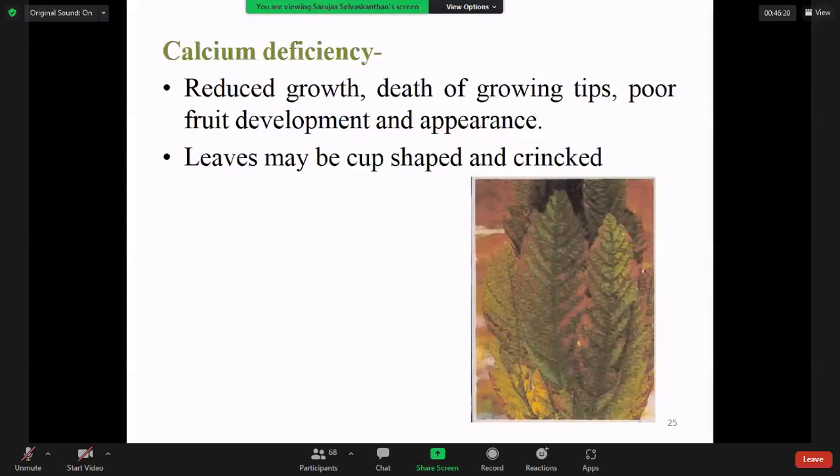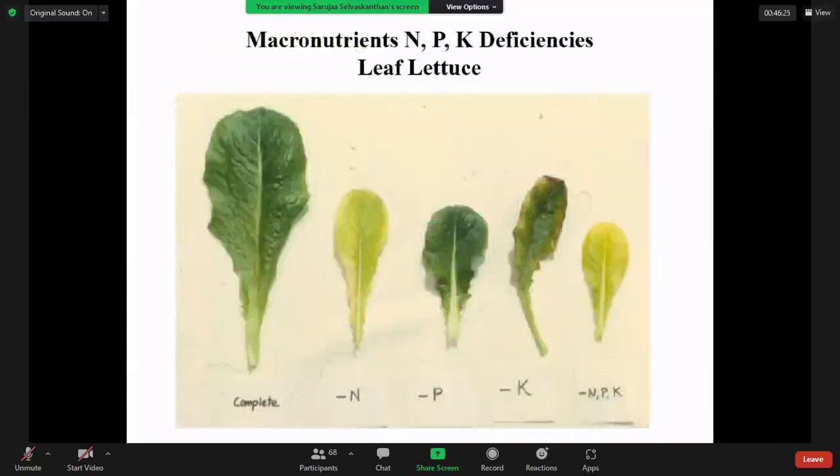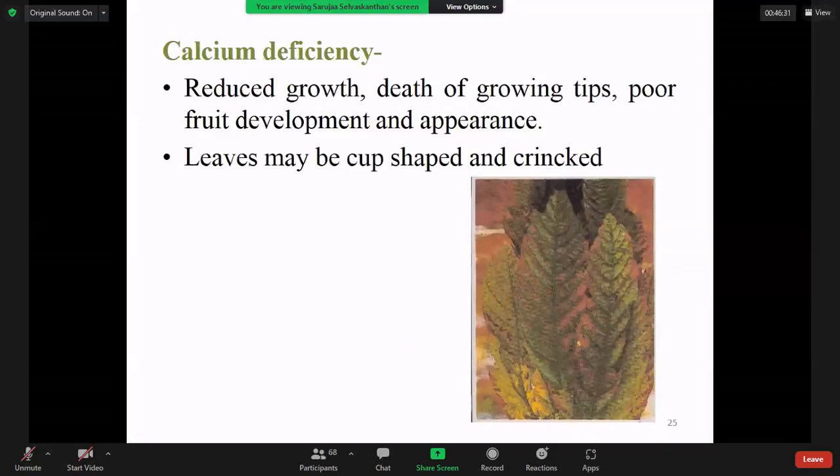Then calcium deficiency. Okay, until now we have discussed nitrogen, phosphorus, potassium. Then we will move to calcium. Calcium is the main component of cell wall. Am I correct?